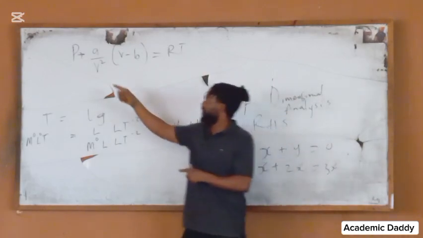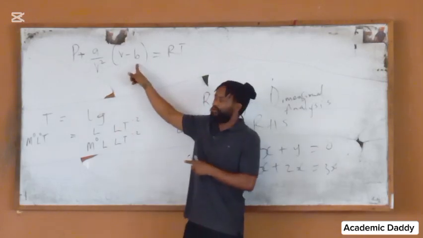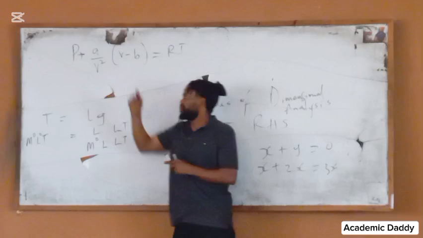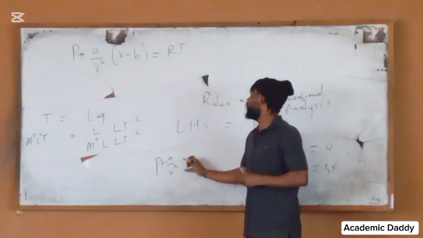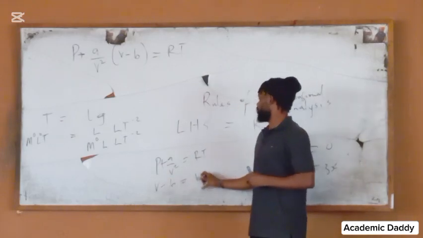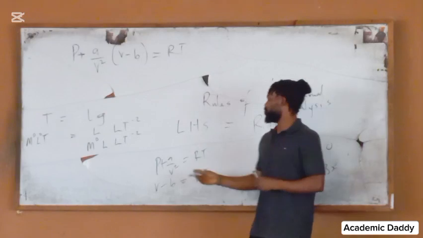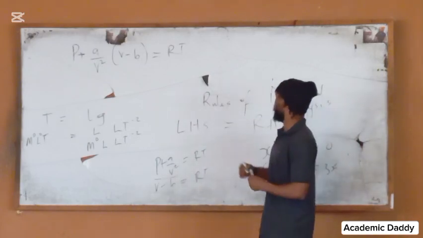So if I'm having a quantity being added or subtracted from a particular quantity, its dimension is the same. That's the rule. So I will simply say that this is the same thing as saying P plus A over V square is equal to RT, and V minus B is equal to RT. So employing the principle, all I need to do is take the LCM of this.